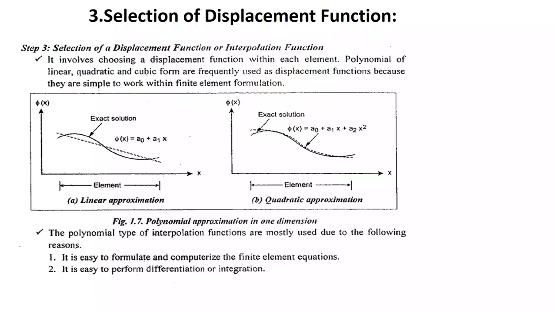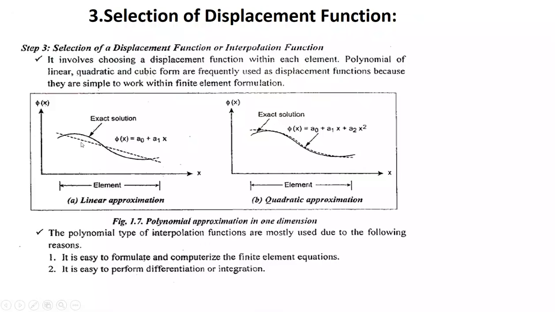If we take a polynomial function, it is easy to accommodate or correlate to the finite element functions. In this, based on the order of the polynomial function, the accuracy of the results will vary. If you take a linear polynomial function, linear means the power is 1. So phi of x, in 1D elements, the displacement in the x direction, is a0 plus a1x, linear.